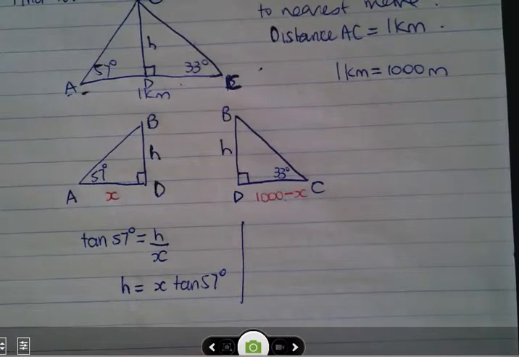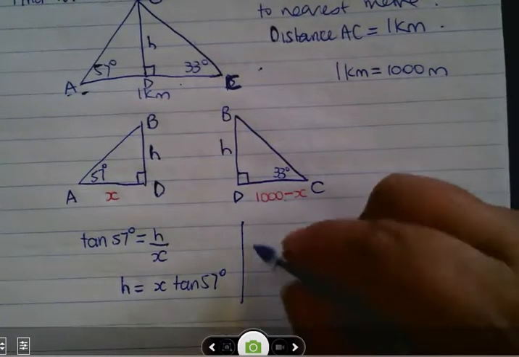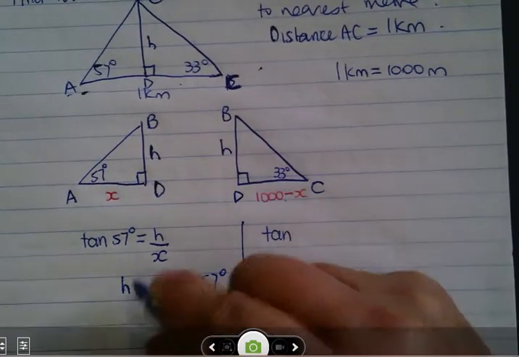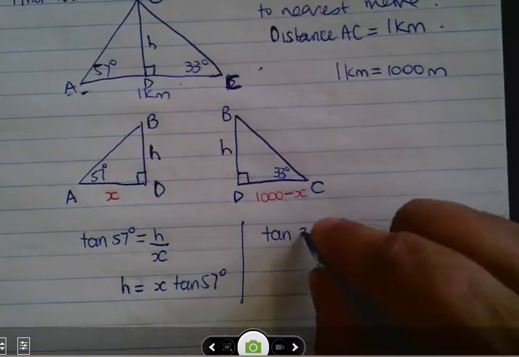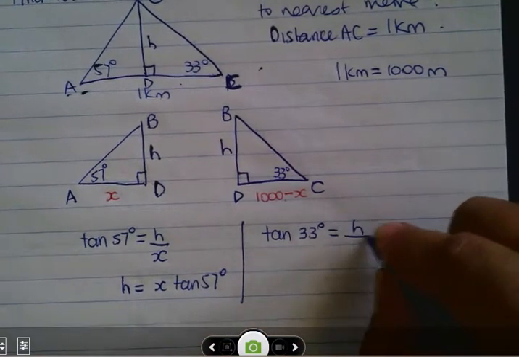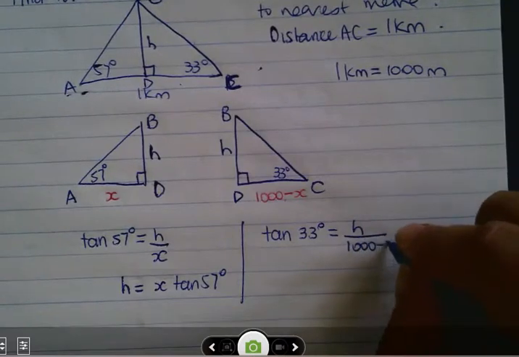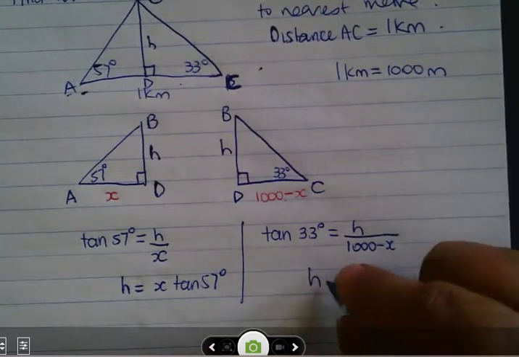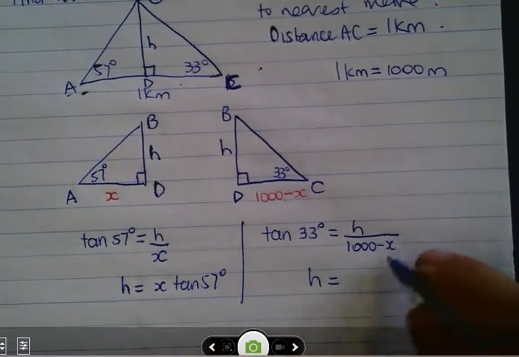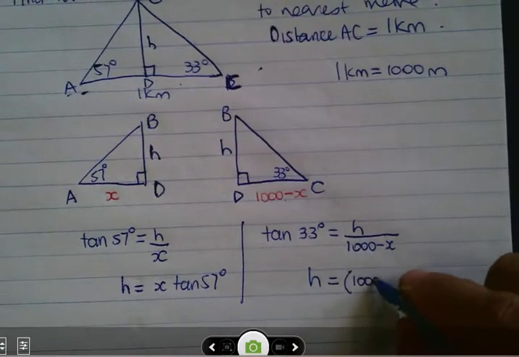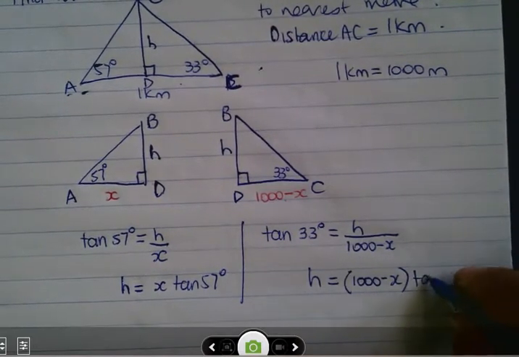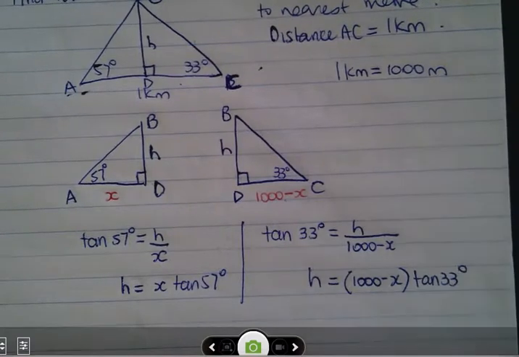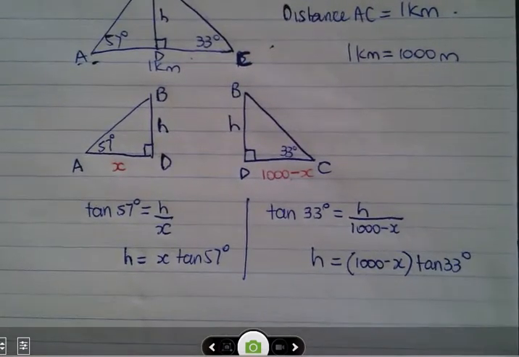What about the other one? What are you going to do? Tan of 33 equals H over 1,000 minus X. So H is 1,000 minus X, and I need to put it in brackets, times the tan of 33. Are you okay with that? Now I can come up with expressions for H.